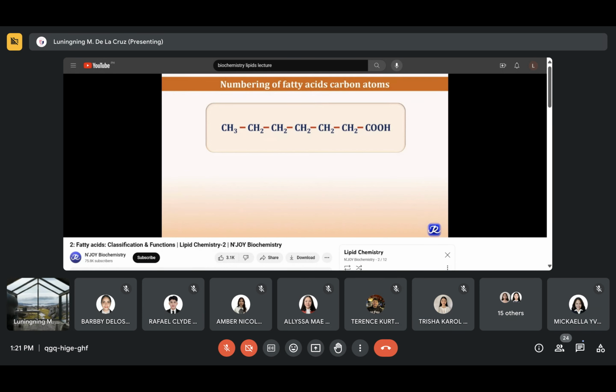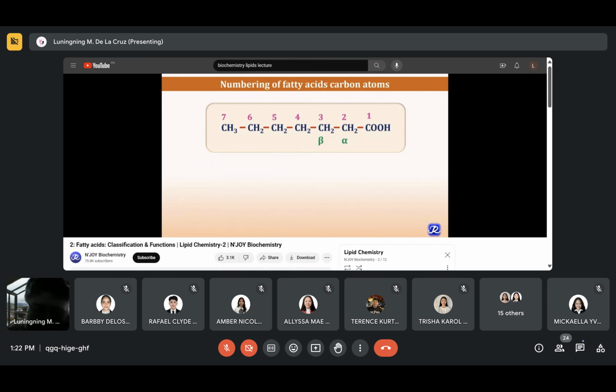So the numbering of carbon atoms starts from the carboxylic acid. The carbon of carboxylic acid is numbered as 1. Then this is carbon number 2, 3, 4, 5, 6 and 7. And the second number carbon atom is also denoted as alpha. Third number carbon atom is denoted as beta. So this is the C system of numbering fatty acids.